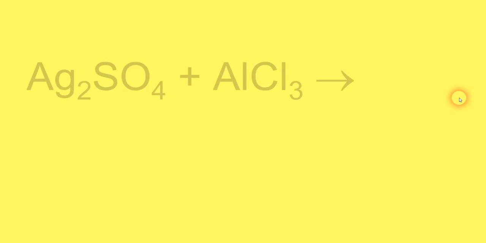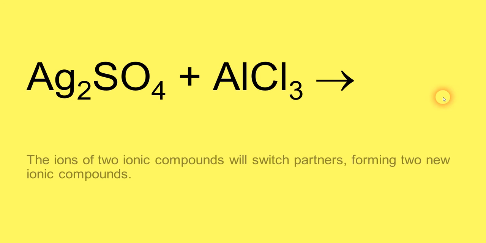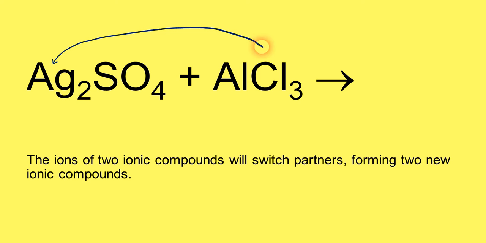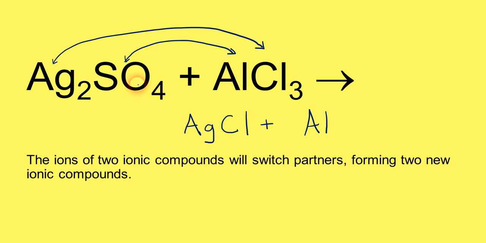So let's try another double replacement. It's very similar. We have silver sulfate, Ag2SO4, plus aluminum chloride, AlCl3. And once again, the outside ions are going to pair up, and the inside ions are going to pair up. So I'm going to write this on the next line so we have a little bit more room here. So one of the products is going to be Ag pairing up with Cl, and then the other one is going to be Al, aluminum, pairing up with sulfate, which is SO4.